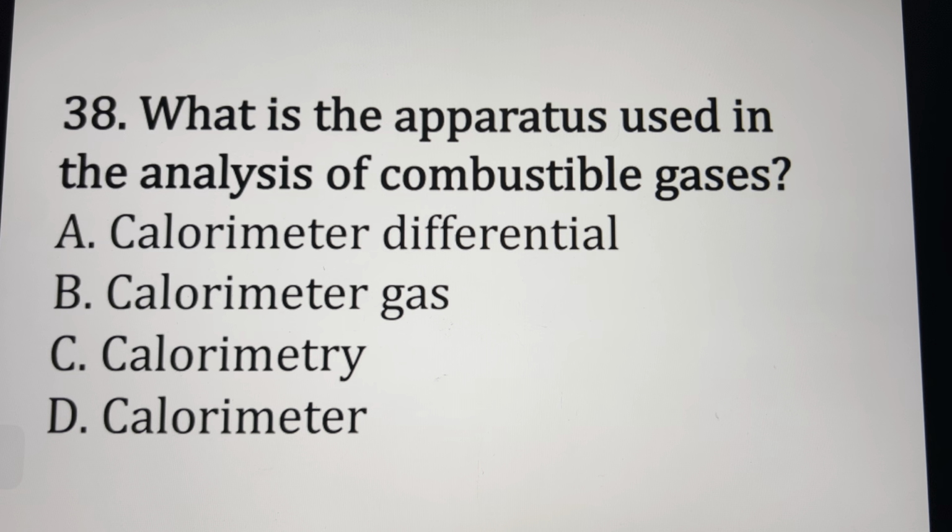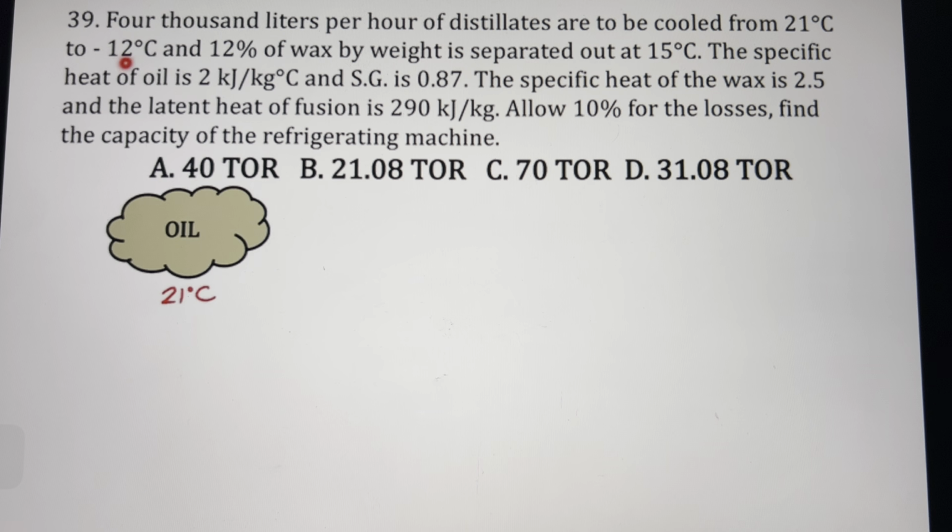What is the apparatus used in the analysis of a combustible gas? Okay, so we have here distillates, which are to be cooled from 21 up to -12 degrees Celsius. So first, let's visualize the process. We started at our liquid form, which is oil, at the initial temperature of 21 degrees Celsius. And our goal is to cool it down to -12 degrees Celsius.